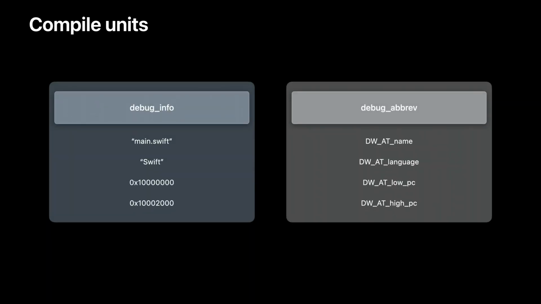The main.swift compile unit contains these properties in the debug info stream on the left, and it has a corresponding entry in the debug abbrev stream on the right, which tells us what the values represent. Here we see the file name, the language it's written in, and a low-high pair representing the text segment range.